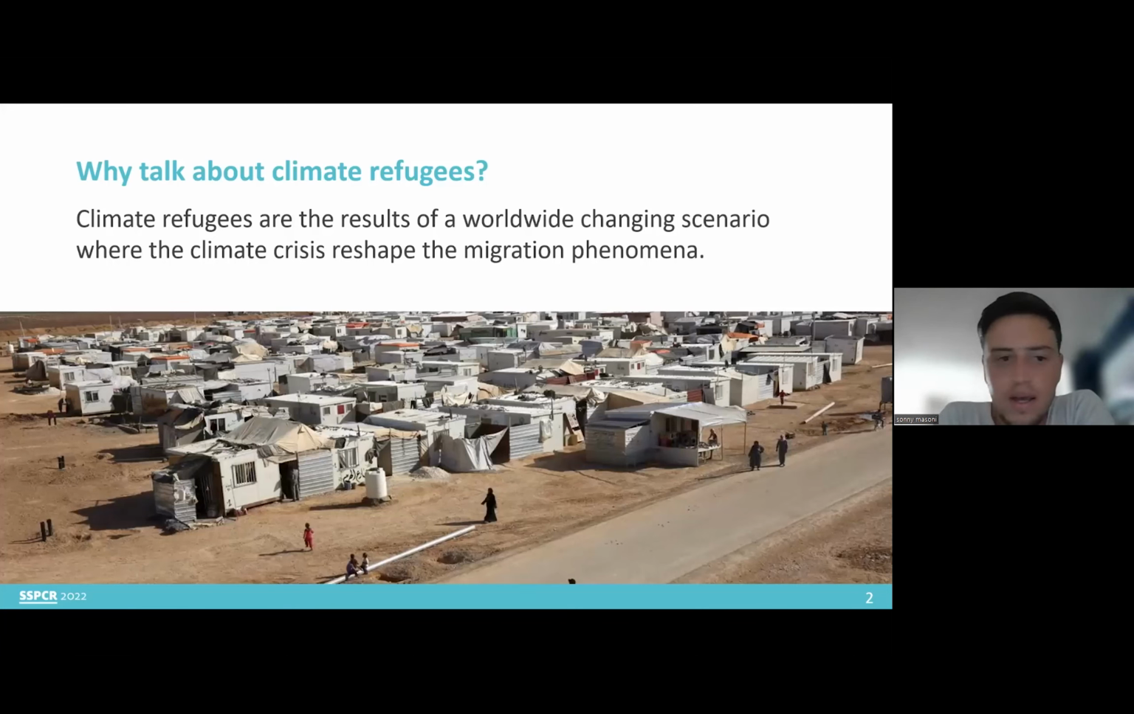The migration phenomenon is what we face in our everyday life, is what we can read every day in the journal, on the news, etc. So it's something that we have lived and something that has reverberated during our everyday life in the recent years. But today we have to talk about climate refugees because they are the result of a worldwide changing scenario where the climate crisis reshaped the migration phenomenon.